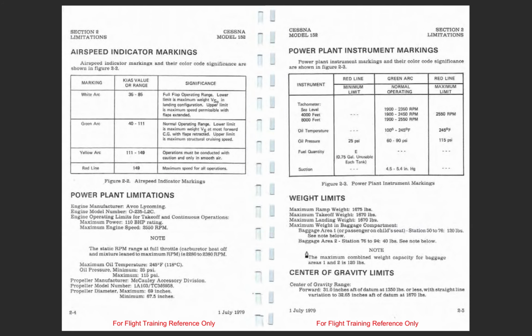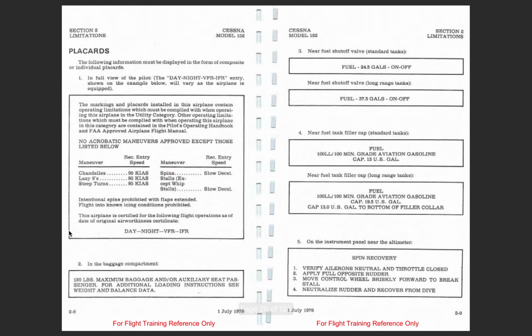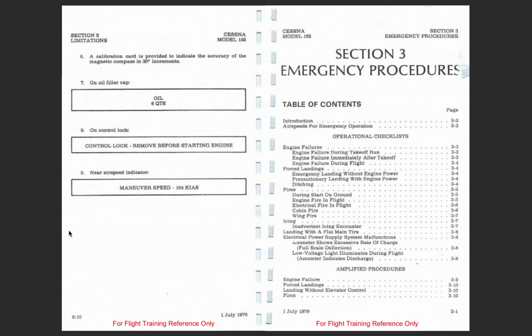And again, you're going to see presented to you your aircraft's weight limits and power plant limits. So that's where that redundancy is that I mentioned earlier. Required placards and signs, things like that are here as well.